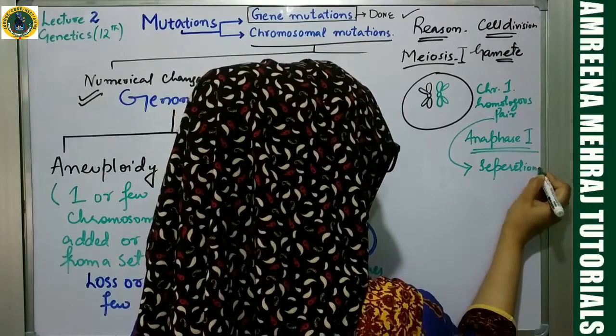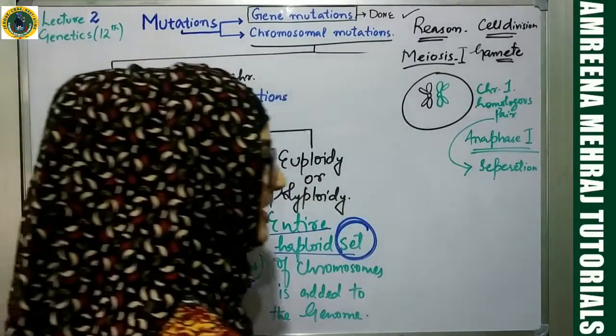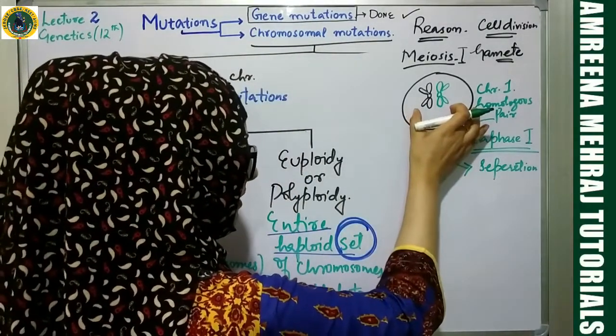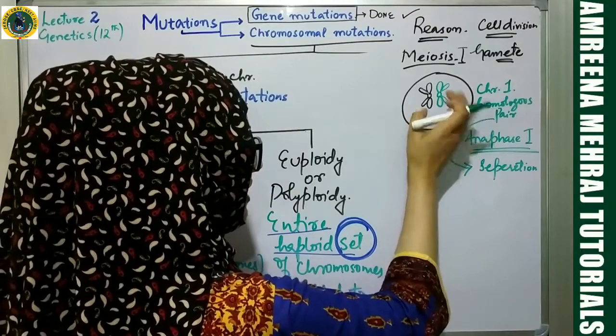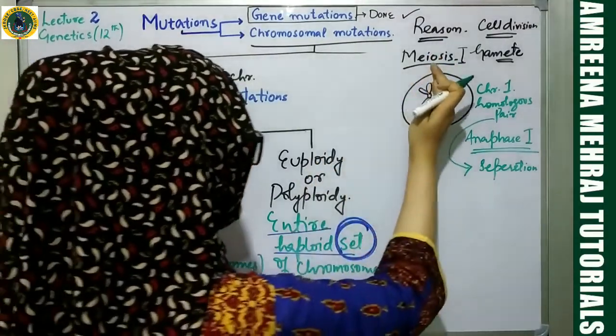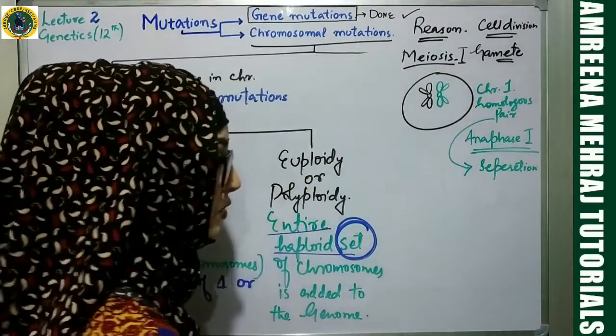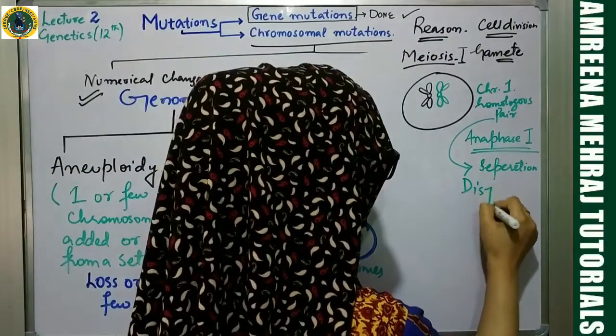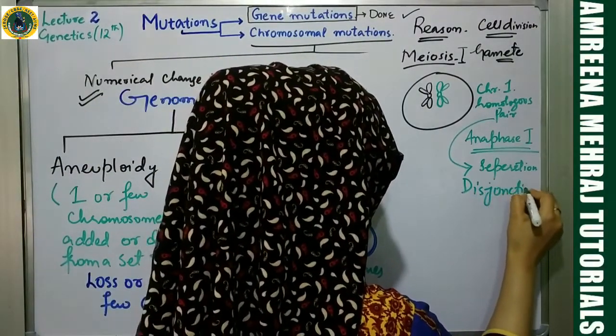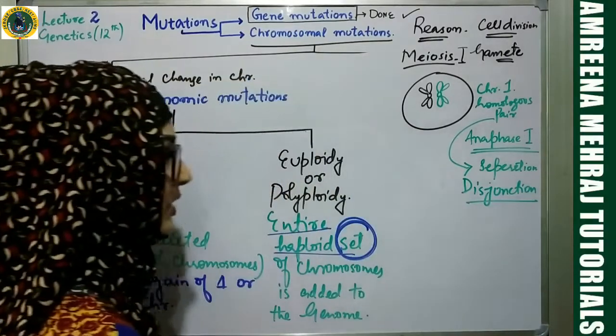It has to undergo a separation. Means it has to separate. Out of this homologous pair, one chromosome will go to one cell, another chromosome will go to another cell. This is called disjunction, if you remember. Okay, this is called disjunction.